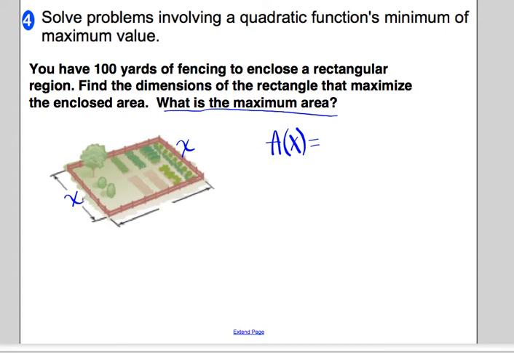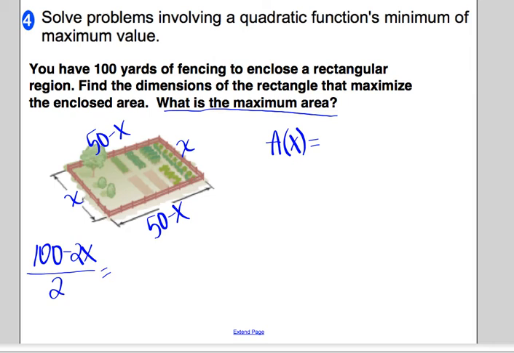So right now, the fencing I have left is 100, but take away those two x's. Now, that has to get split between two different sides of the rectangle, so we're going to divide that by 2. When I do that, I get 50 minus x. So each of the other sides is 50 minus x. If you add all those sides together, you see we do get, in fact, 100 yards of fencing.